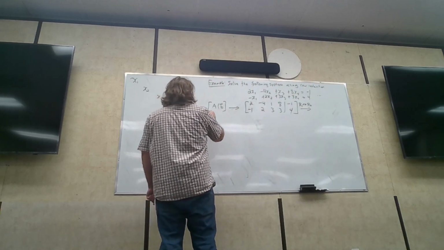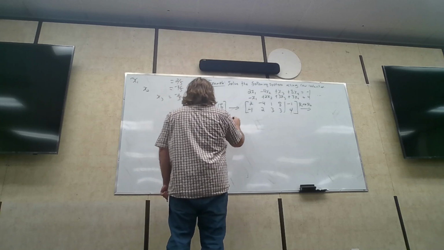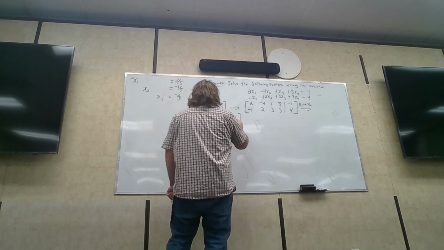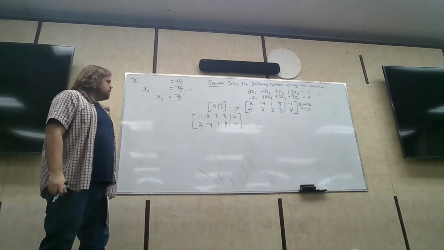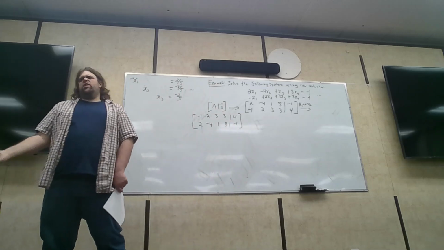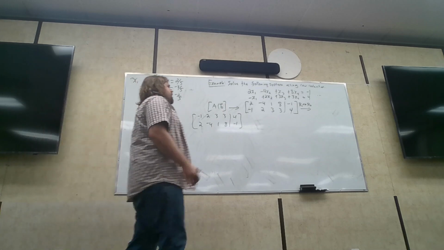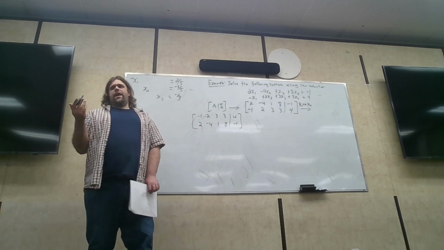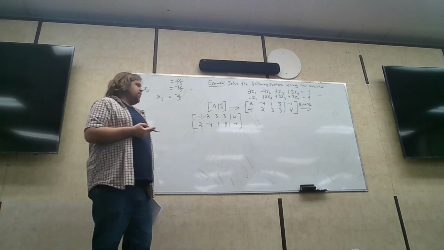So it's going to be minus 1, 2, 3, 3, 4, 2, minus 4, 1, 8, and minus 1. Okay, cool. Now we just multiply by minus 1, right? And this is sort of what I mean. You can do things in your head if you're very careful and confident.